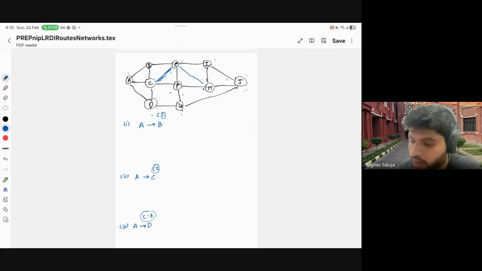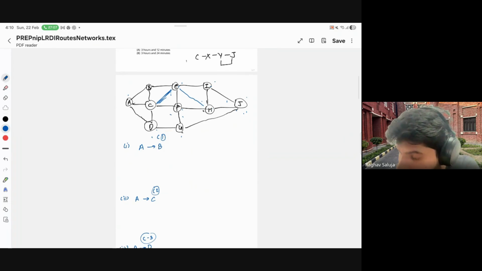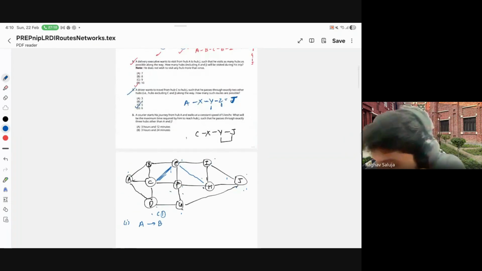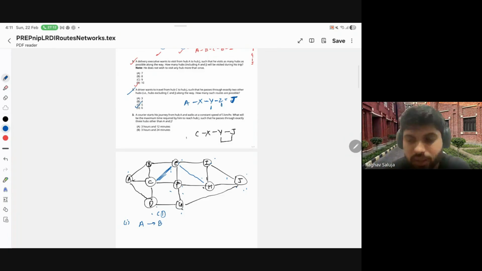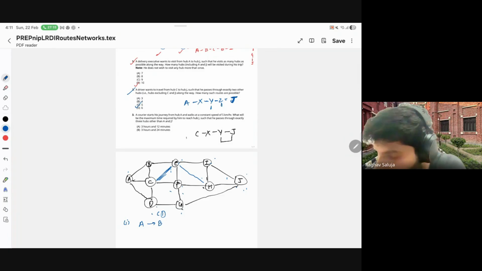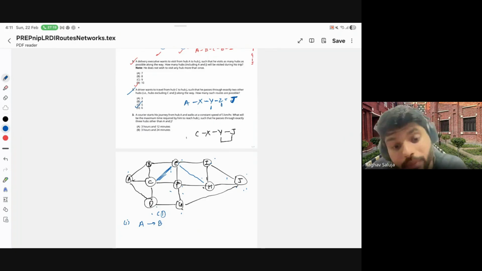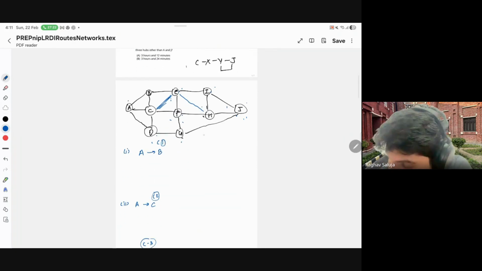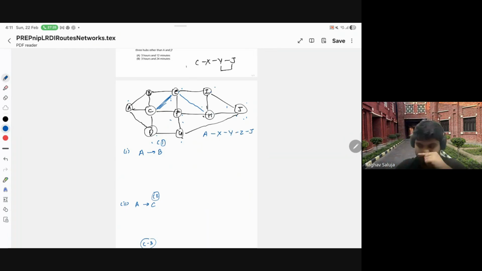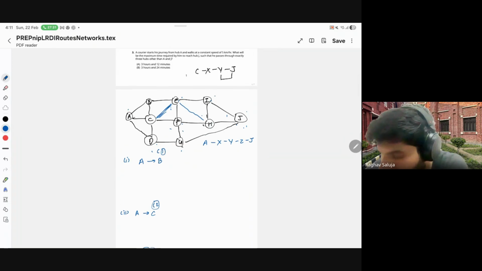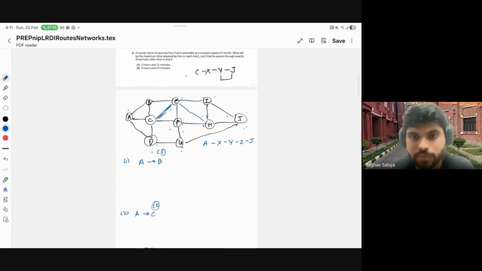networks. Now I went from A to B. In this particular question, what it says is, go from A to J such that he passes through exactly 3 hubs, in between A and J. So my path remains A, X, Y, Z, J. So I put B in place of X. Now from B, where can I go directly?